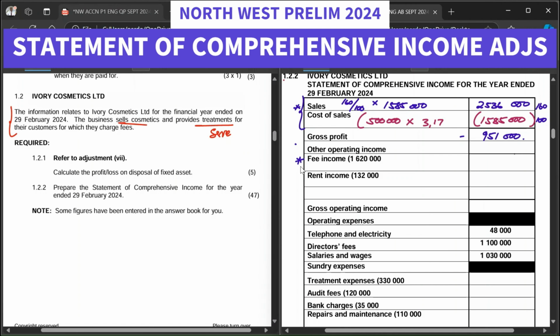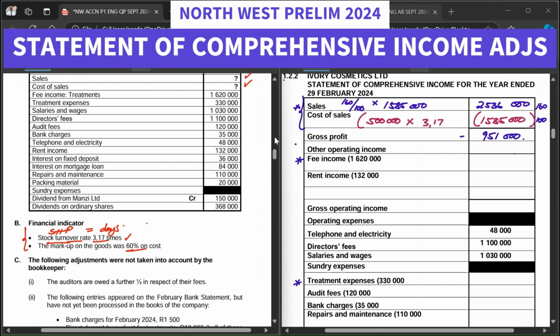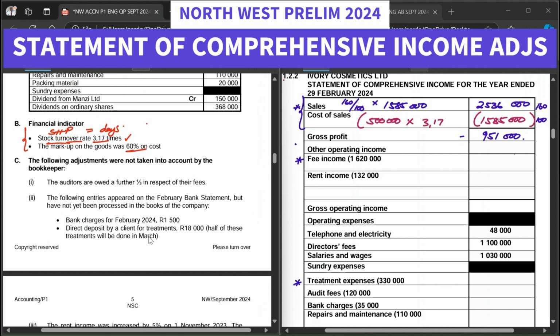So that's why you find here we have fee income. It is very important that once you see the fee income, you need to relate it to an expense as well down there: treatment expenses. Okay, now let's see the adjustment that they have here. I'm doing adjustment number 2. It says, the following entries appeared in the February bank statement, but have not yet been processed in the books of the company. Bank charges 1.5. This one was an easy one.